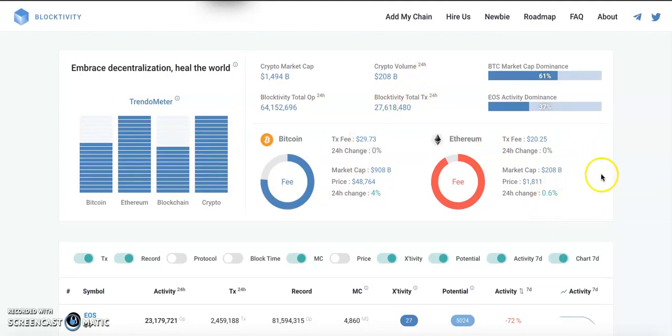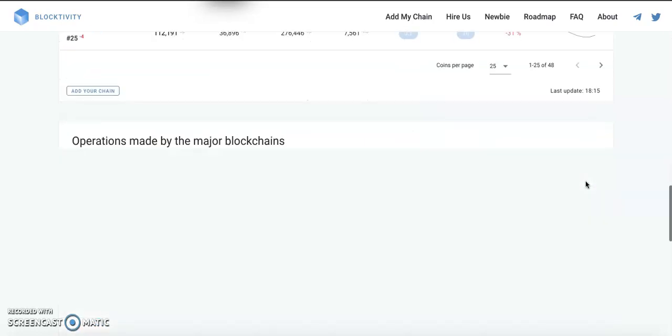All right. Bitcoin dominance is 61%. EOS activity is 37%.